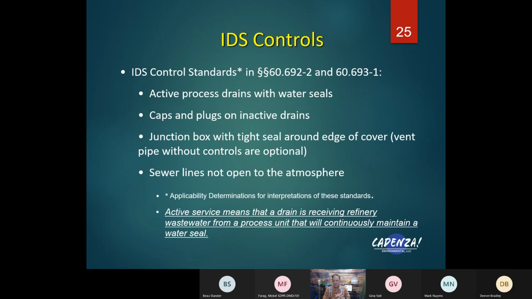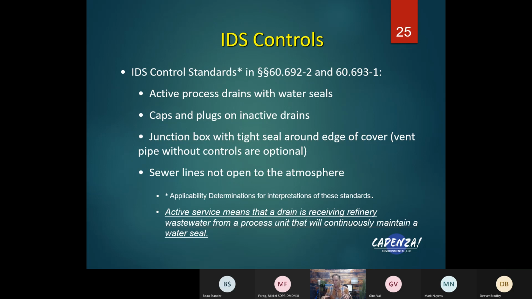So individual drain system controls require inactive process drains, water seals or equivalent. There are some applicability determinations of how you can apply some other equivalent kinds of technologies that act the same as a water seal. Caps and plugs on inactive drains. Junction boxes that have tight seals around the edges of the covers.